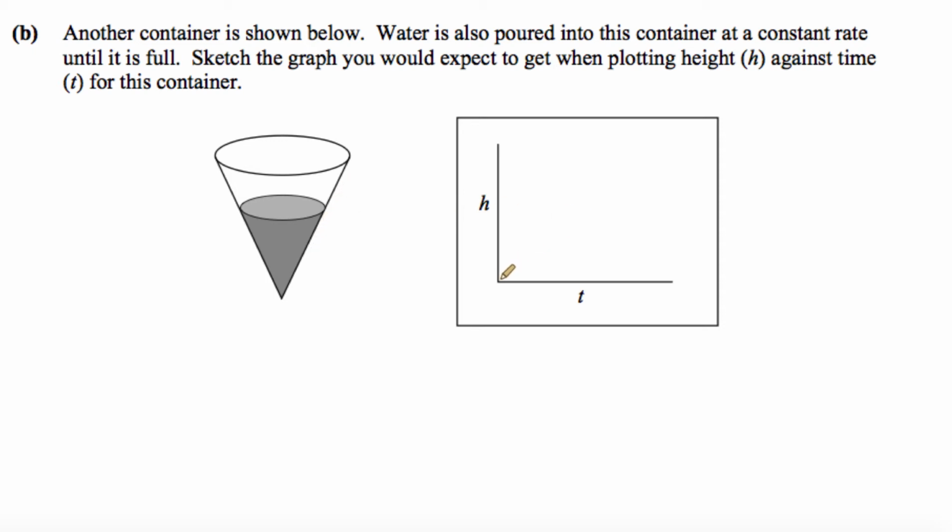So the curve would look something like, starting from here, a smooth curve, going something like this, slowing down as you get up towards the top. So some curve there, gradually smoothing off in that fashion. That's the end of part B and the end of the question.